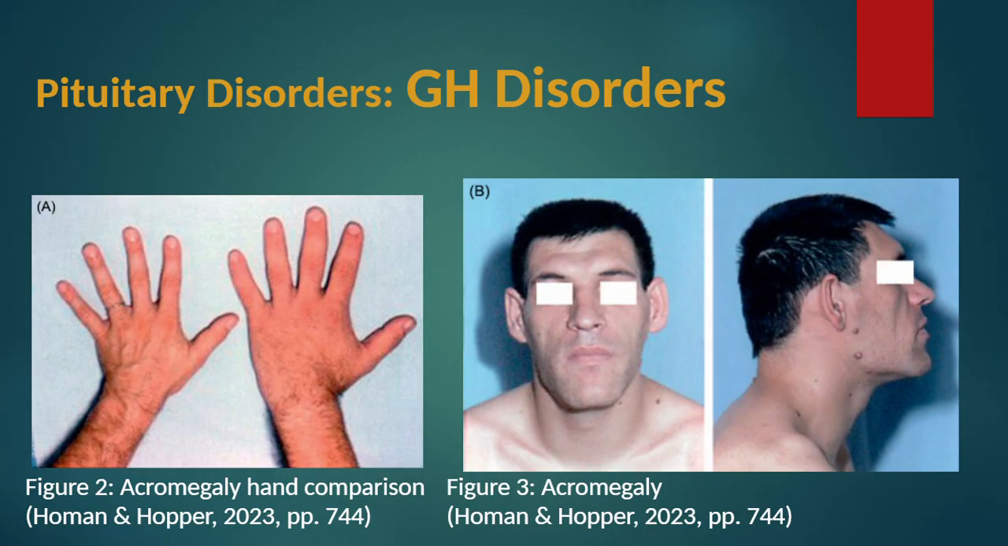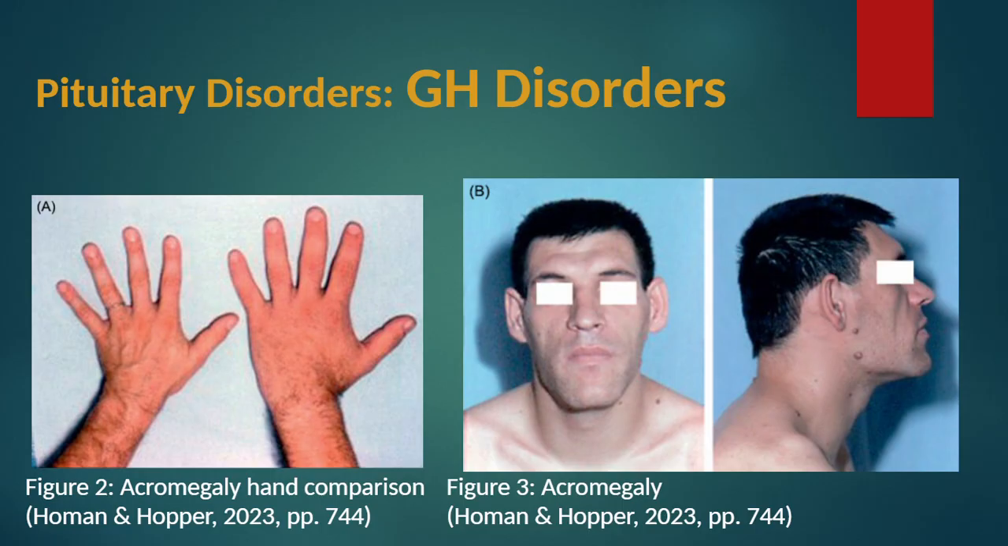Here we can actually see the physical effects of acromegaly, which results from excess growth hormone, GH, secretion in adults. The images on this slide help us visualize how GH overproduction causes the bones and soft tissues to enlarge over time. In Figure A, we see a hand comparison between a person with acromegaly and someone with normal GH levels. Notice that the hand affected by acromegaly appears broader, thicker, and more square in shape. The fingers are widened and the tissues appear coarse and swollen. Patients often report that their rings no longer fit, or they may need to buy larger gloves or shoes. This is often one of the first signs that something is wrong.